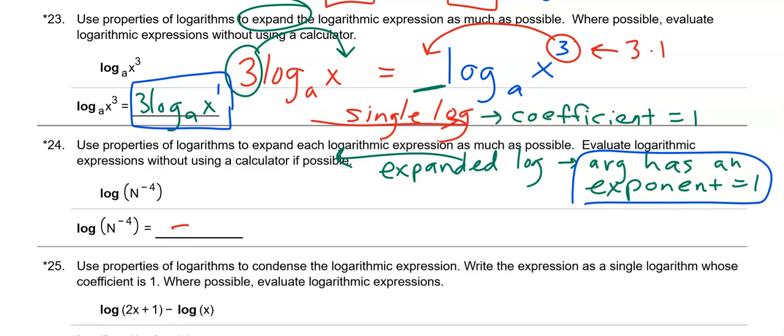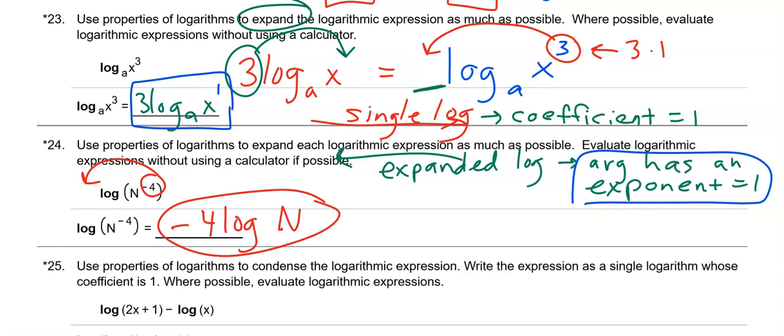So this one's pretty easy, right? The negative 4 comes down in front. Negative 4 log n. And that's all you have to do for that question. We're just expanding.